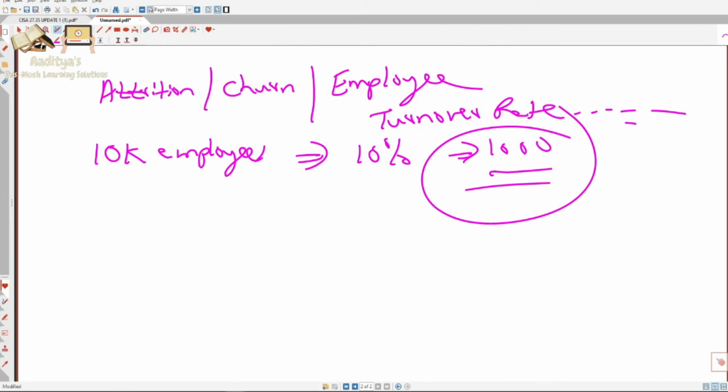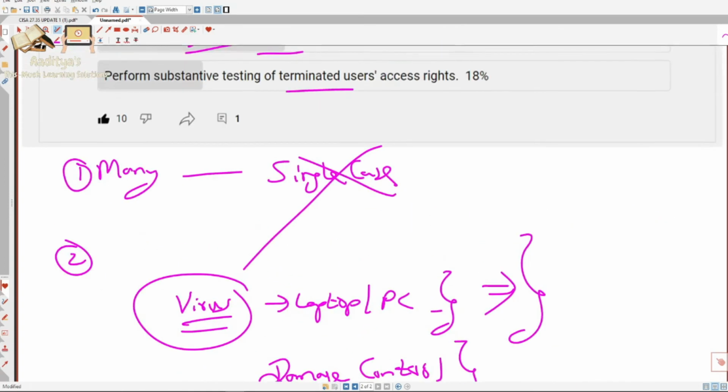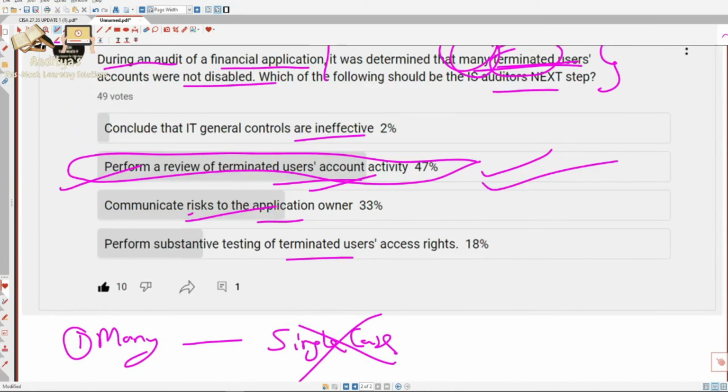The auditor cannot sit and review the users' activities. In fact, the focus will be immediately to control the damage, right? So that is why option number C is the correct answer here: communicate the risk to the application owner.